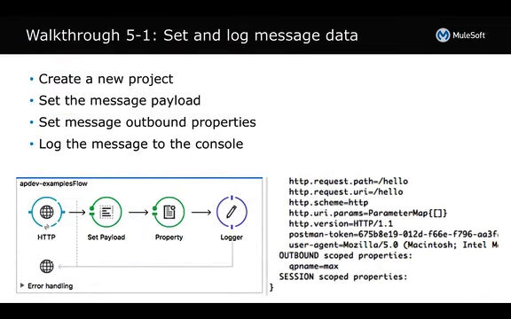Walkthrough 5.1, set and log message data. We're now going to get in Studio and create our own sample project. We will set the message payload, set outbound properties, and log the message's content in the console, learning a little bit about some of these structural items of the Mule message. Let's get started.